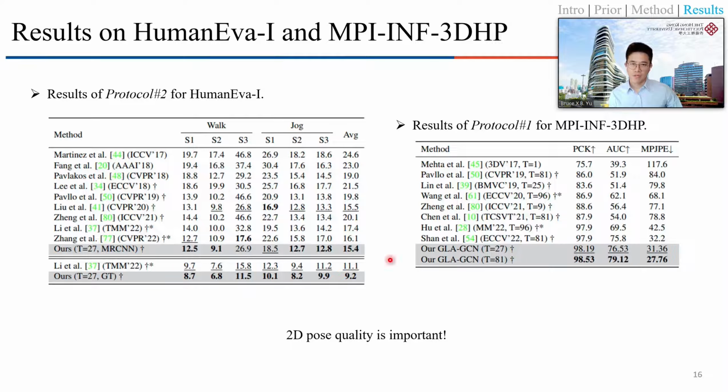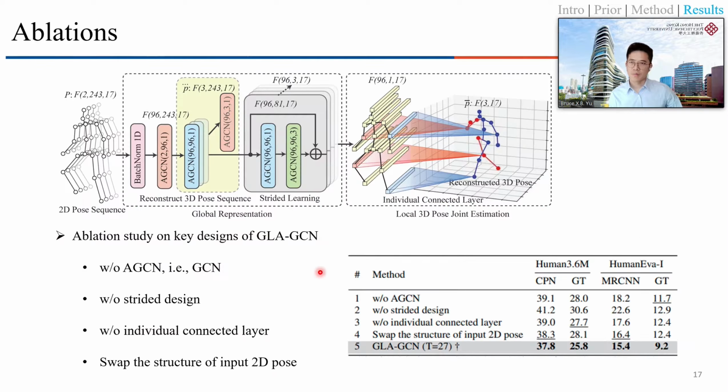We also achieved state-of-the-art results on the other two datasets, especially by using the ground truth data, which significantly outperforms the state-of-the-art methods, indicating that the 2D pose quality is very important. We also ablated the key designs of our model, the GCN strategic design and the individually connected layer, and we also degraded the quality of the 2D pose feature, which also shows the importance of the 2D pose quality data.